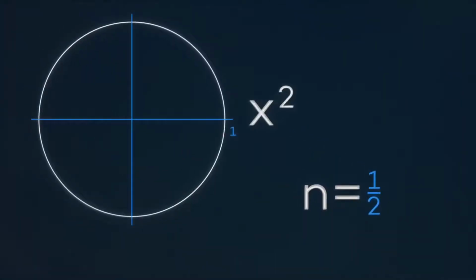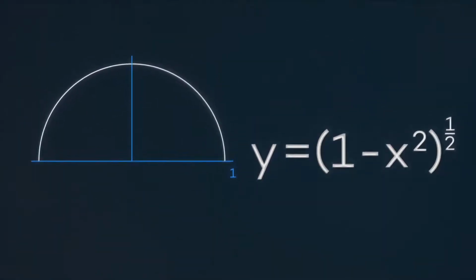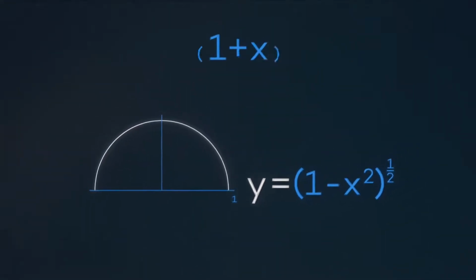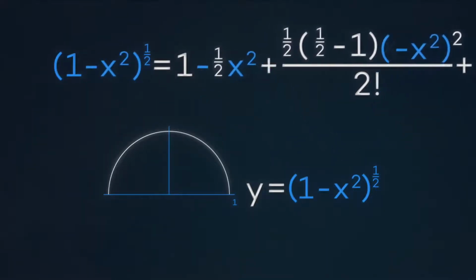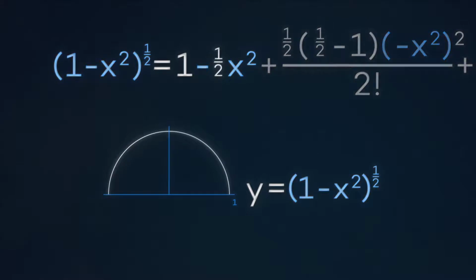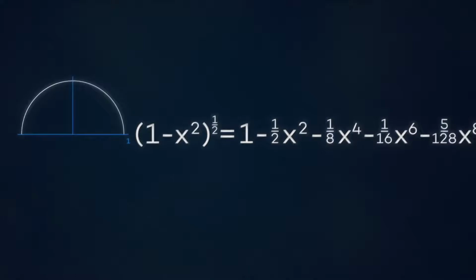Now, Newton is particularly interested in n equals a half because the equation for a unit circle is x squared plus y squared equals 1. And if you solve for y, well, the top part of the circle is equal to 1 minus x squared to the half. This is basically the same expression he's been looking at. He just has to replace x by minus x squared, which adds in some minus signs and doubles the power of x on each term. But now he's got an equation for a circle where each term is just a rational number times x raised to some power. Now we have two different ways of representing the same thing.